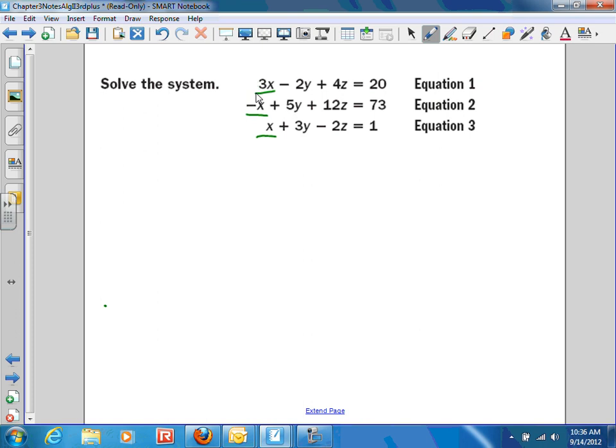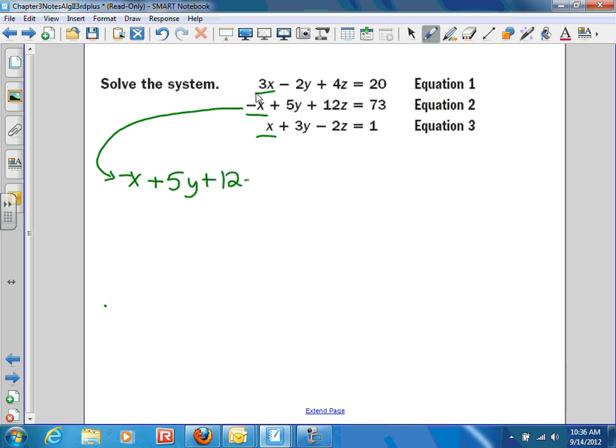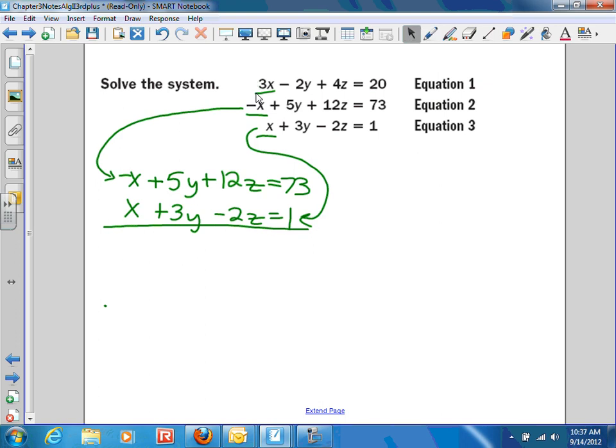The first step is to pick two equations to eliminate with. I'm going to take this middle equation and the bottom equation. The reason that I'm choosing these two, the board has a delay, sorry, is that the x's are already opposite. I don't have to do any work to make them eliminate. So x plus 3y minus 2z equals 1, and that goes there. So the x's are already ready to eliminate.